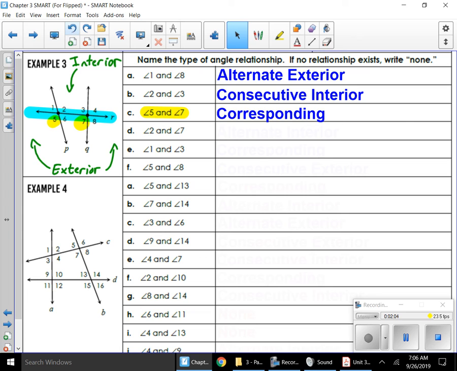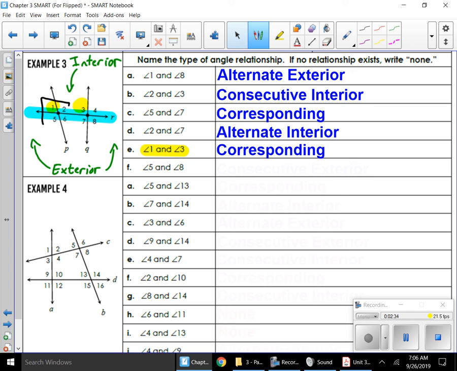Let's look at 2 and 7. So now we're talking about 2 angles that are on opposite sides of the transversal, so they alternate, and they are on the interior between lines P and Q. So those are alternate because they're on opposite sides, interior between P and Q angles. 1 and 3. Once again, those are going to be corresponding because if you draw that box, you'll notice they are both in the same position, that upper left-hand corner.